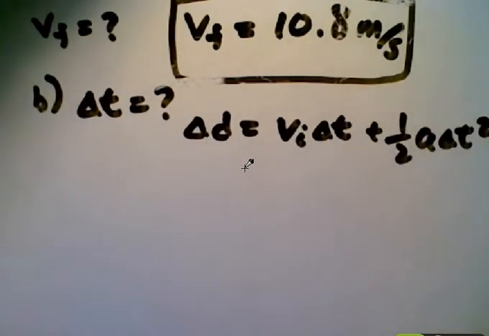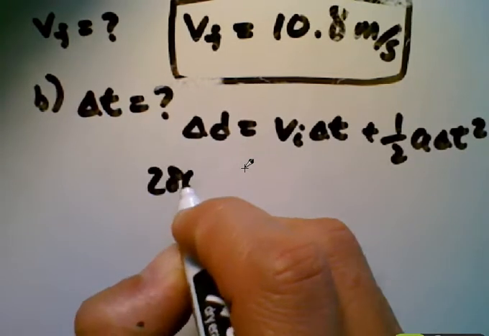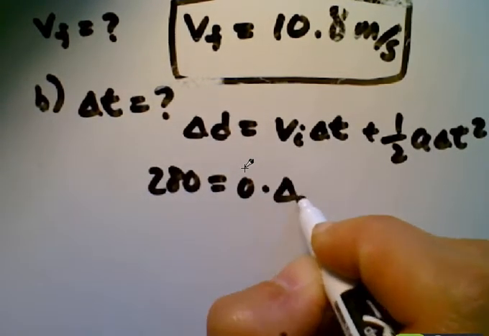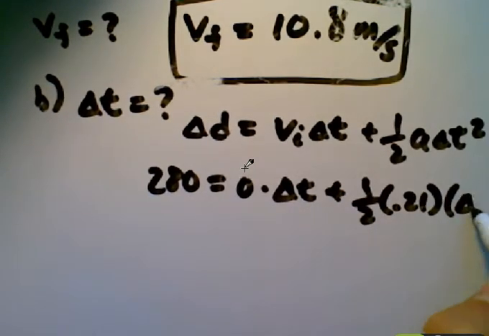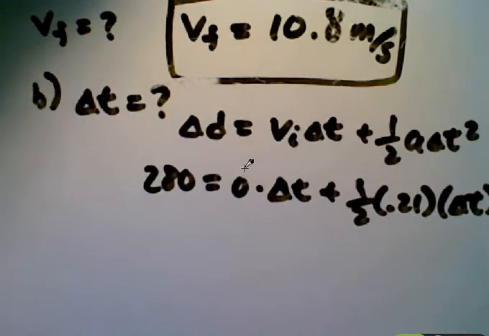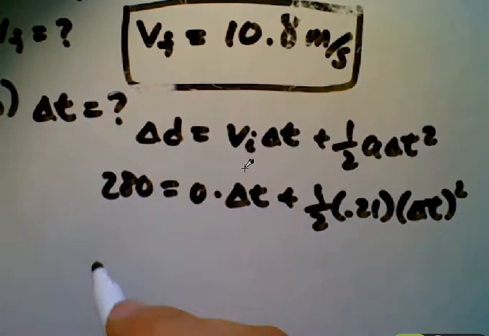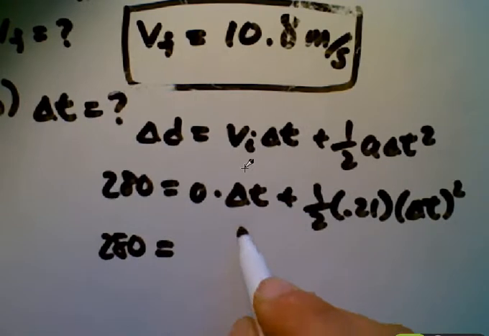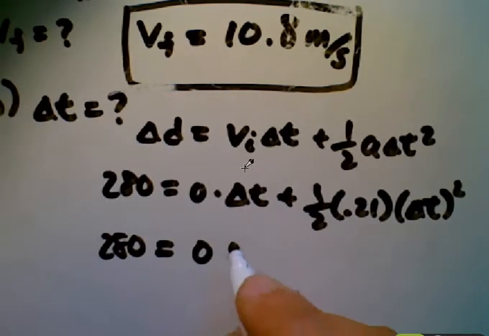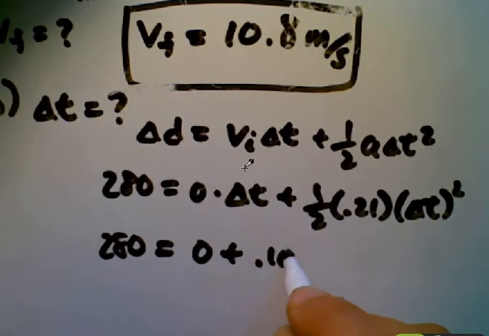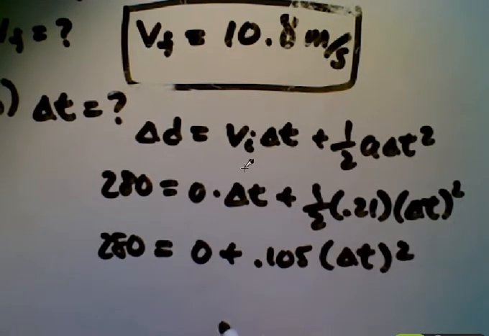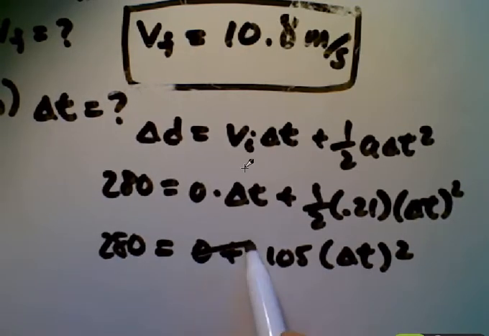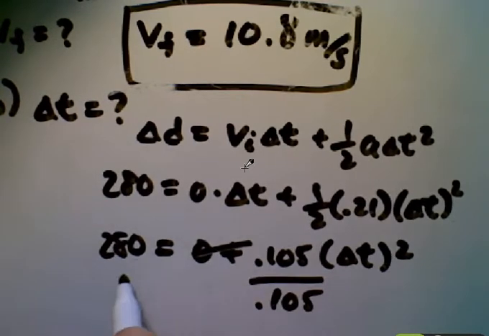And we're going to substitute numbers in. Delta D is 280. VI is 0. Time is not known. 1/2 A 0.21 delta T squared. So 280 equals 0 times anything is 0, plus 0.105, which is 1/2 of 0.21 times the time squared. So this doesn't matter. And then we're going to divide both sides by 0.105 to isolate delta T.